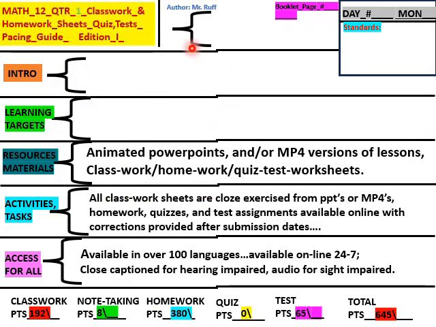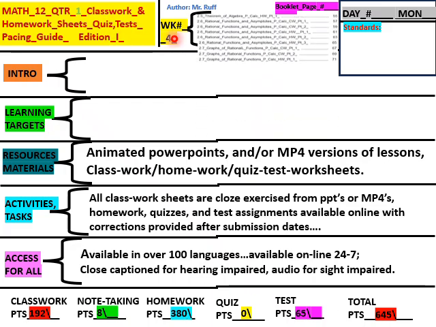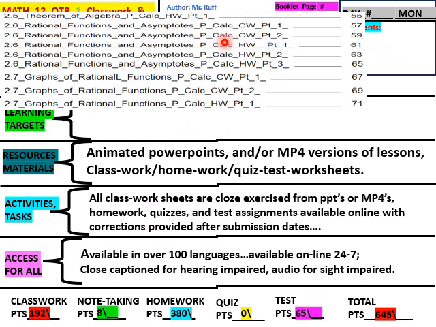So going up here to Math 12 Quarter 1 week 4. Here's our lessons here, which is 2.5 Theorem of Algebra Pre-Calc Homework Part 1. So we finish up with 2.5. Then we go into 2.6, Rational Functions and Asymptotes, classwork 1, part 1, part 2.